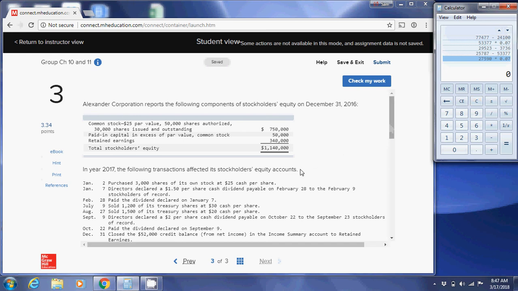So we're going to deal with a little bit of most of those things, at least in this problem. So we're talking about Alexander Corporation, and they are reporting the following components of stockholders' equity.